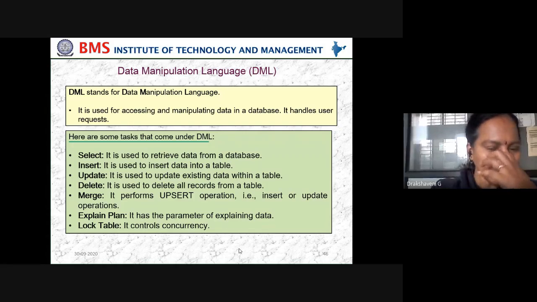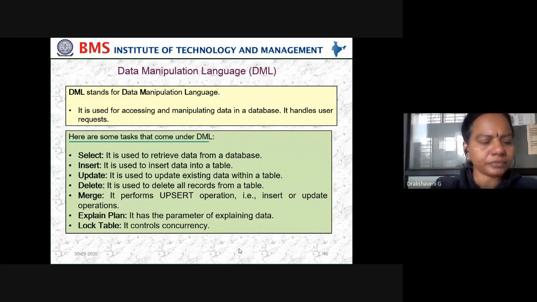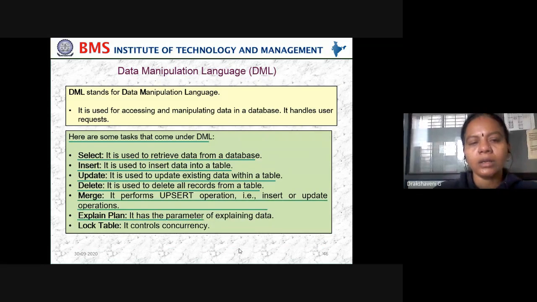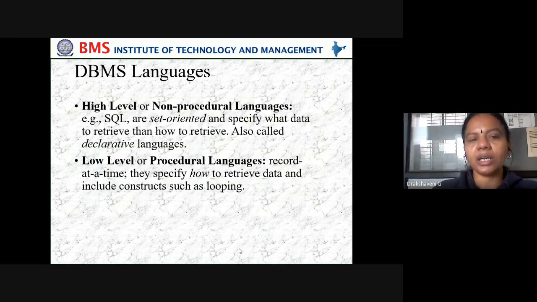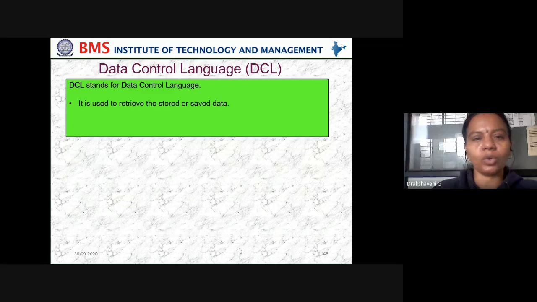Then what is delete? If I want to delete your values, then we use the delete command. Then we use something called merge. If I want to combine both the sections, then we use a merge. Explain plan is a parameter for explaining the data. Lock table is for controlling concurrency. So in DML we have a high level language and a low level language.